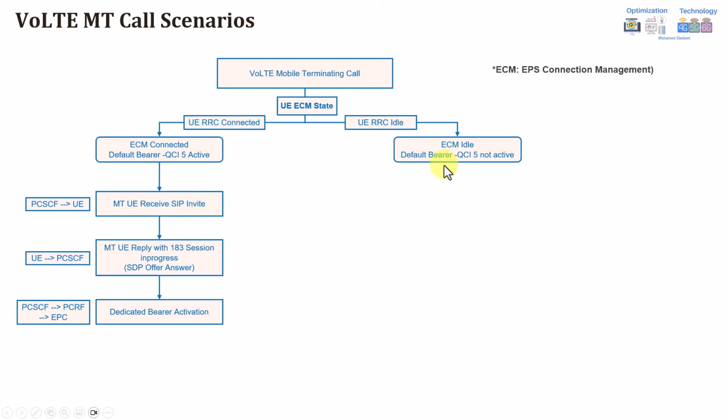What about if the user is in idle mode? Idle mode means there is no radio bearer between the UE and the eNodeB, and also no S1 bearer, only the S5/S8 interface, which is between the serving gateway and the packet gateway. What will happen here? Because the user is in idle mode, the network will initiate the network-initiated service request procedure. We will explain this part in more detail now. This means the network will try to notify the user that he has a call.